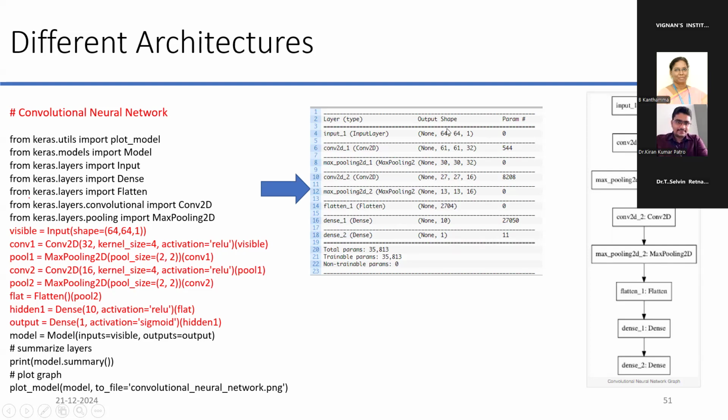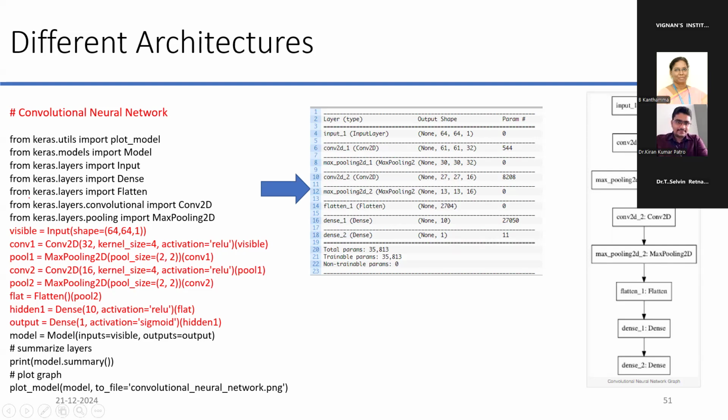See, the current input layer takes in an image of size 64 by 64. After applying the first convolution layer, your image size is changed to 61 by 61. After the pooling layer, the size is reduced by half. I already told you, max pooling layer is nothing but downsampling your data.